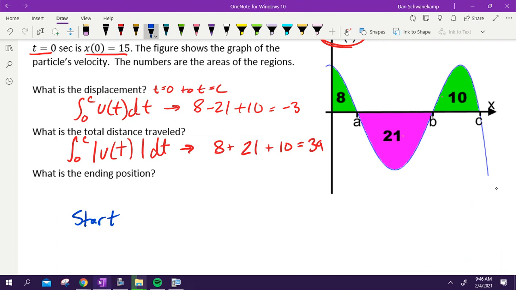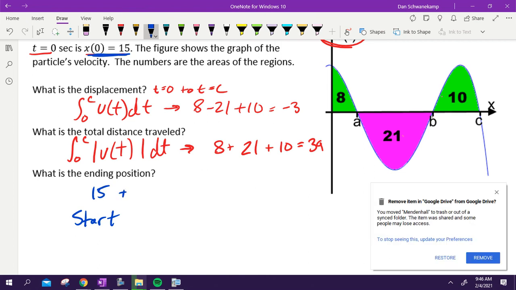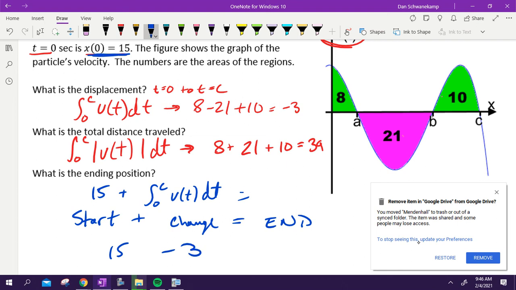Okay, cool. We have a starting position. It's 15. We are adding to that the integration from 0 to c v of t dt. That's what we did over here or up here. That's the change. Start plus change equals end. And so he is taking 15 minus 3. That is why his final answer is 12. Questions there?